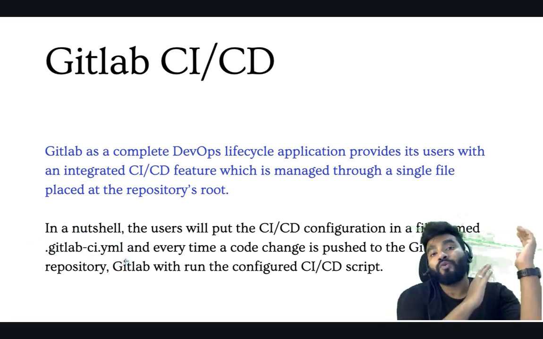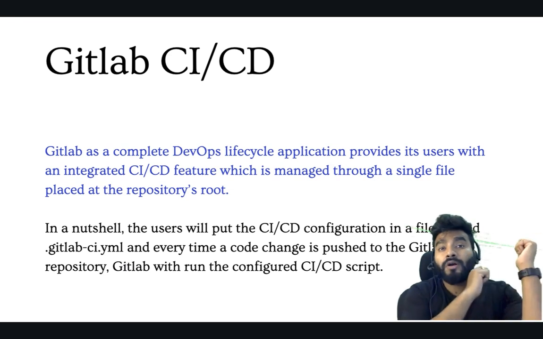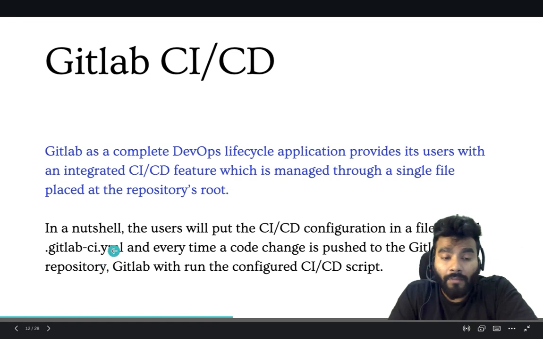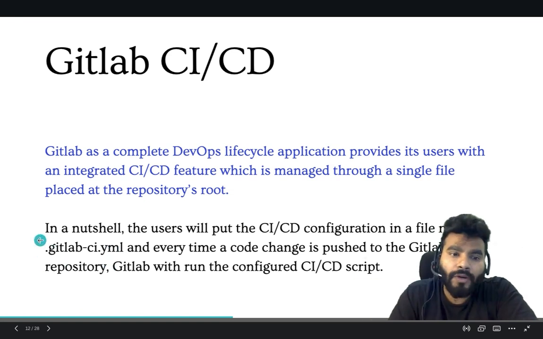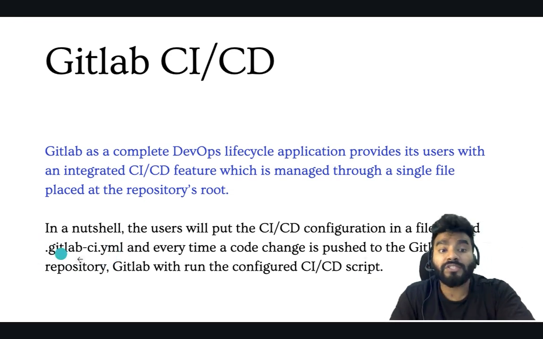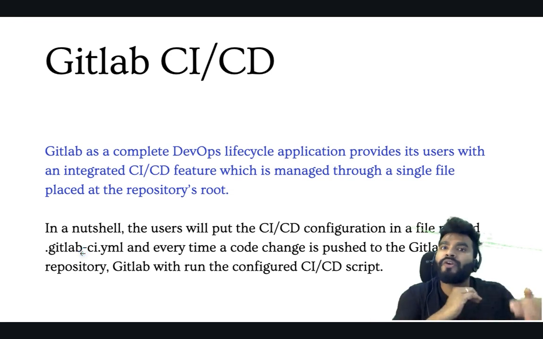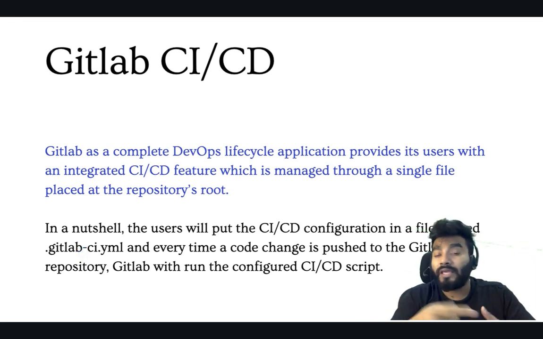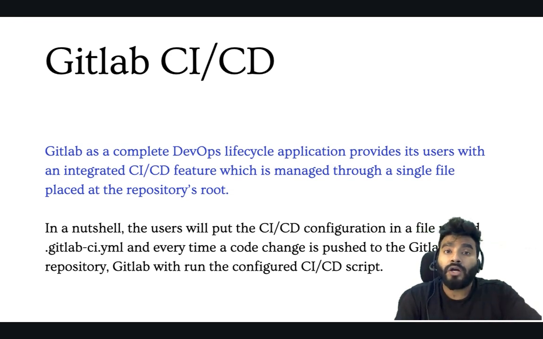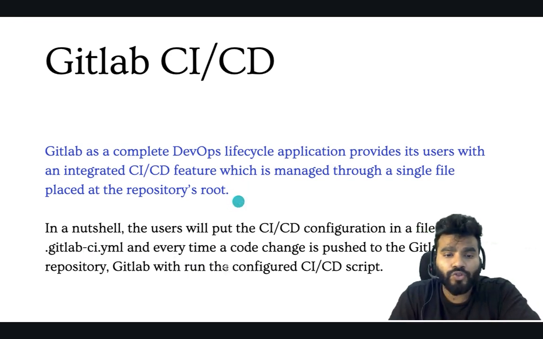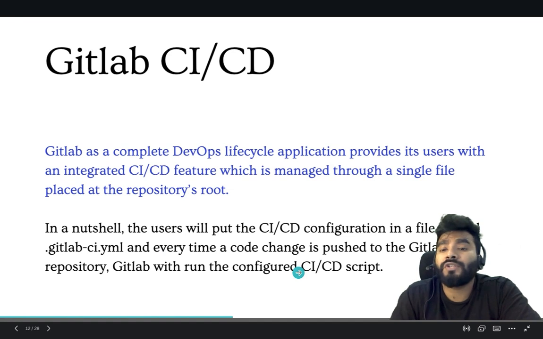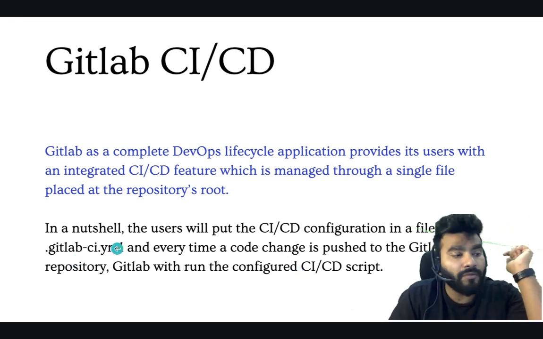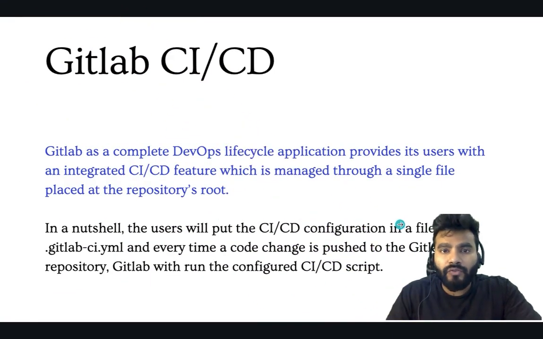Remember, in GitHub you had .github/workflows/workflow.yaml. Over here you've got no folder, but .gitlab-ci.yml. This is how it recognizes, okay, whatever is written under GitLab CI, GitLab has got to run those steps. So GitLab will run the configured CI/CD script, whatever you have mentioned in your .gitlab-ci YAML. Alright, that was about the definition.